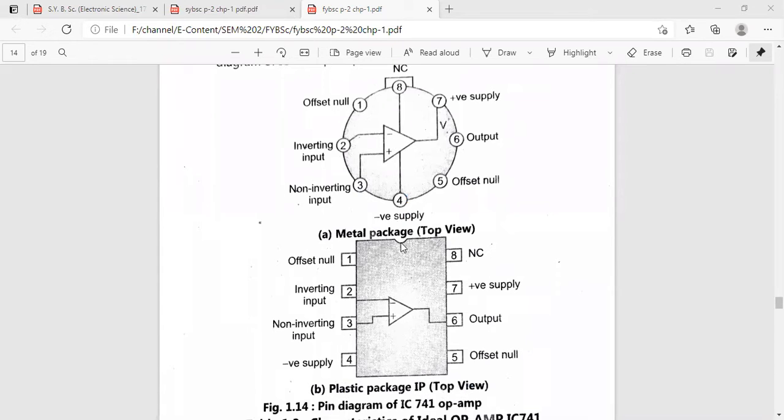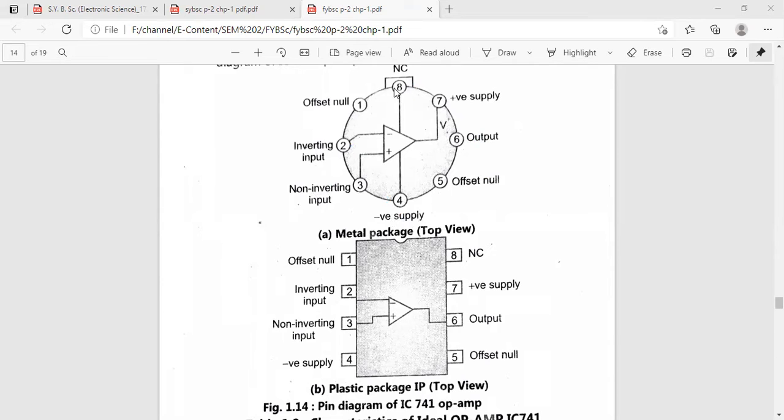If you see this metal package, you will observe there are a total of 8 pins: 1, 2, 3, 4, 5, 6, 7, 8. Pin 8 is no connection. Pin number 1 is the offset null. Pin number 2 is your inverting input. Pin number 3 is the non-inverting input. Pin number 4 is the negative supply. Pin 5 is offset null. Pin 6 is the output. Pin 7 is your positive supply, and pin 8 is NC, that is, no connection.